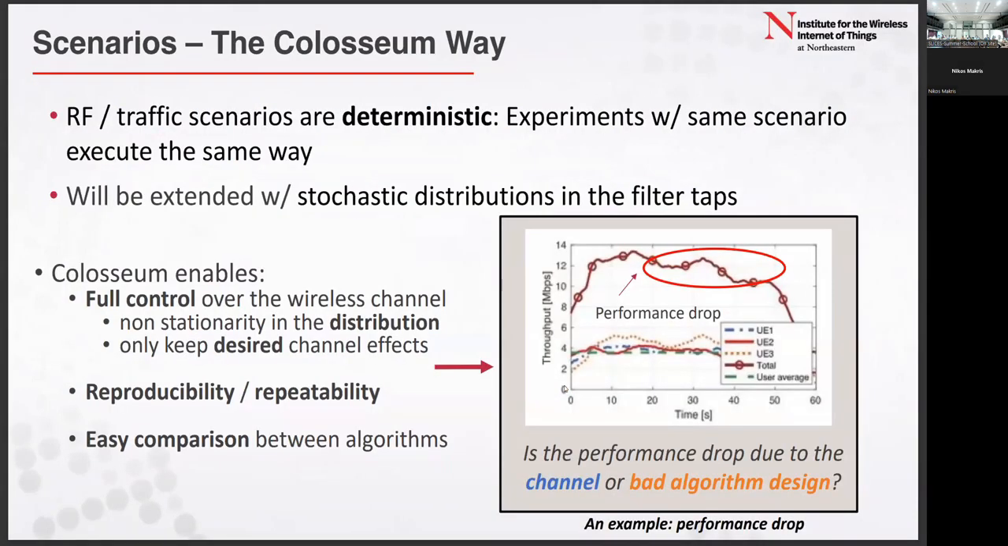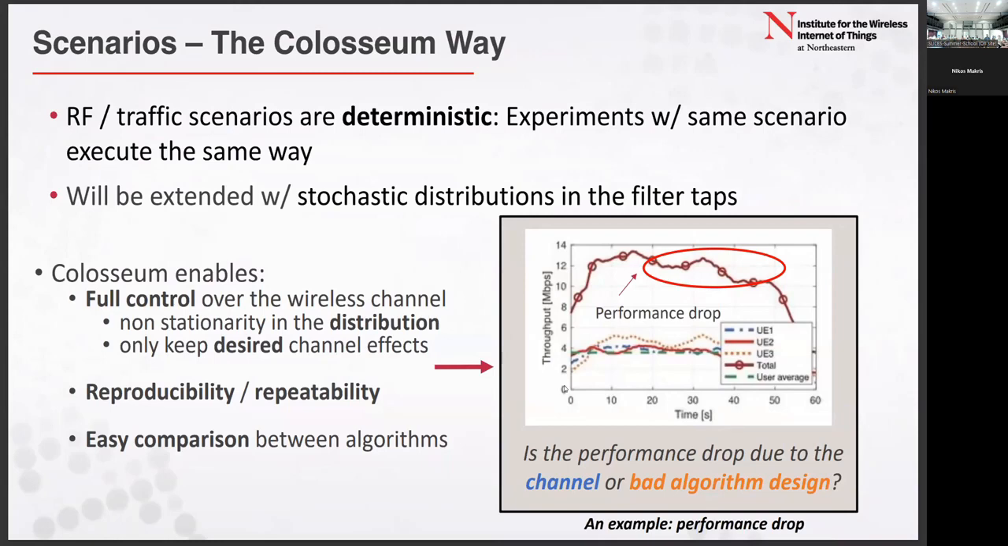So the RF scenarios is where the entire game is. And what these RF scenarios, and then the traffic scenarios on top, are, are purely deterministic. So the experiments with the same scenario should execute in the same way. And this is where the whole notion of reproducibility and repeatability comes in.